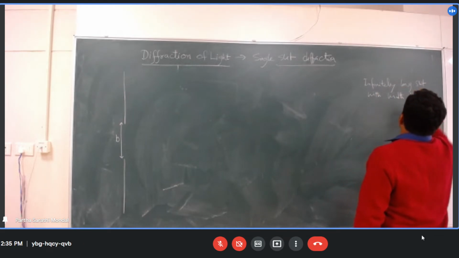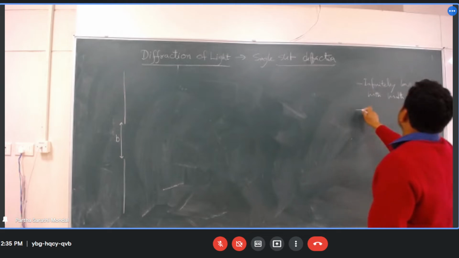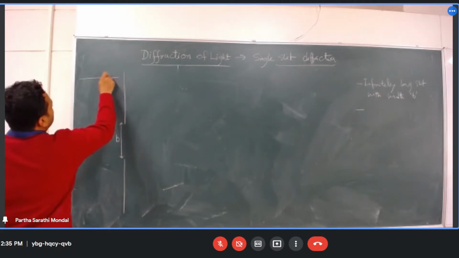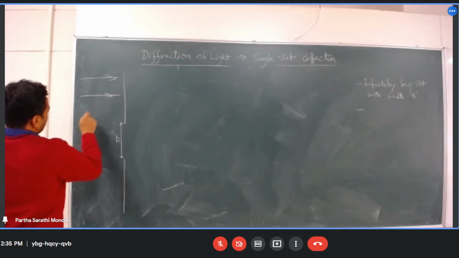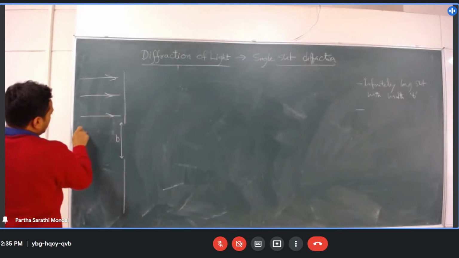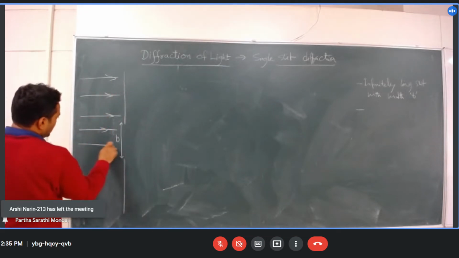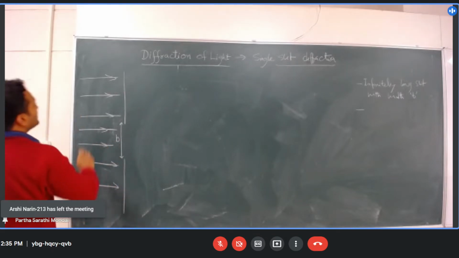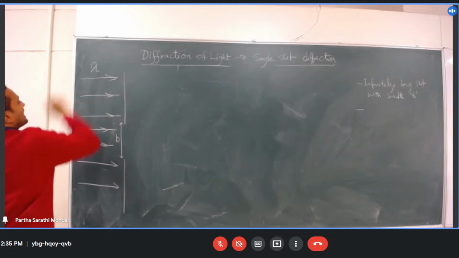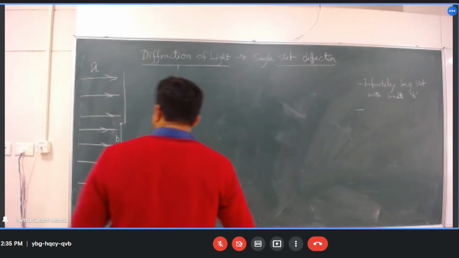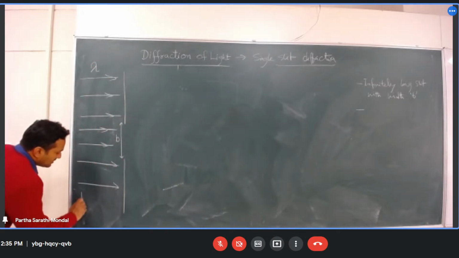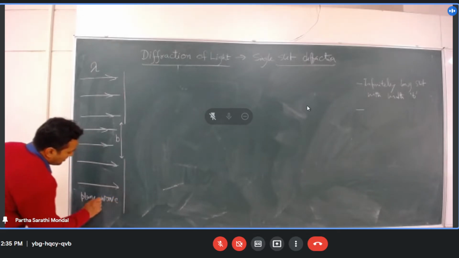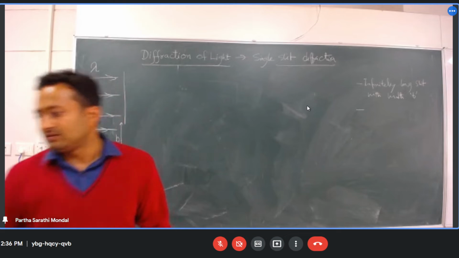And then it is illuminated with a parallel beam, that means a plane wave. So it is illuminated with a parallel beam of wavelength lambda. Plane wave of wavelength lambda.